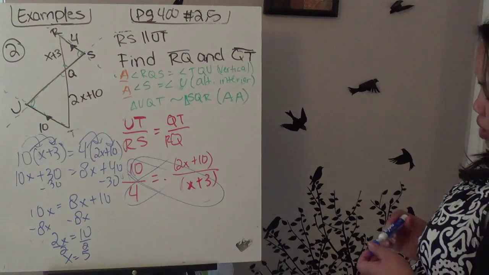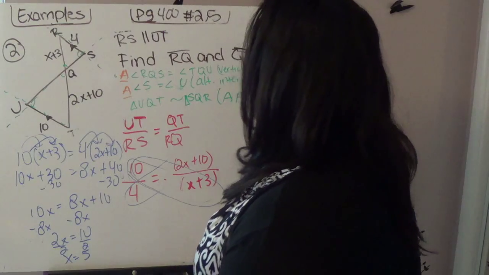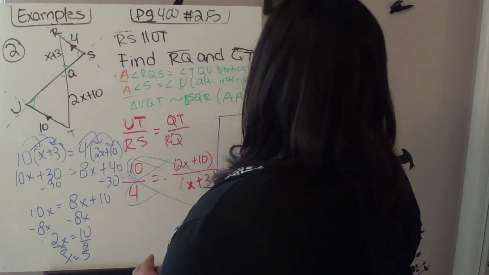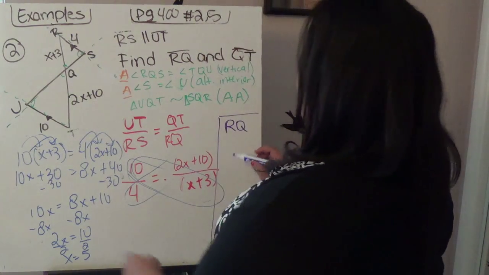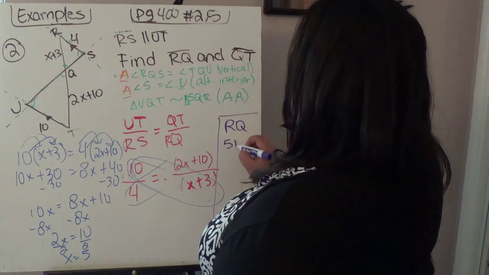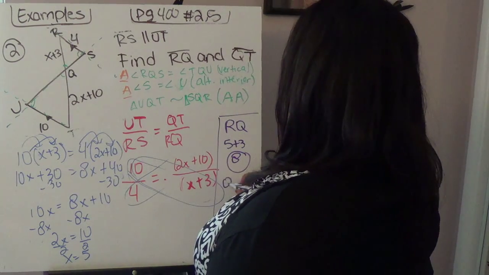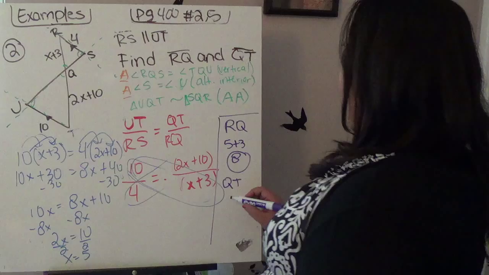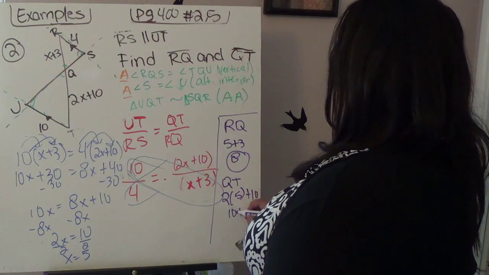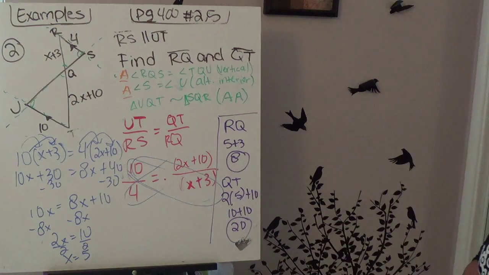Now the question is, am I done? Is it asking me to find x? What it's asking me is to find RQ and QT. So for RQ, I just take x and plug it in. RQ is x plus 3, so 5 plus 3, which gives me 8. For QT, I'm going to plug in 5: 2 times 5 plus 10. This is 10 plus 10, which is 20. So my two answers are 8 and 20.